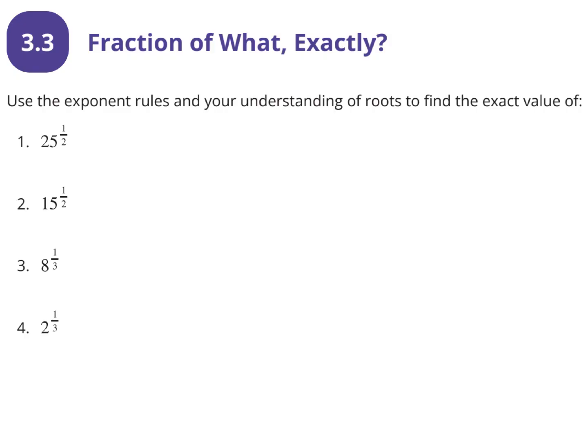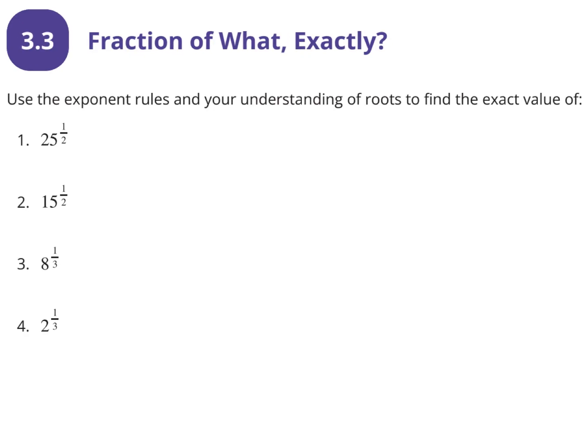Okay, these are unit fractions. The numerator is the exponent. The denominator is the root. So 25 to the 1/2 is the same thing as writing the square root of 25, which is plus or minus 5. When you see the plus minus together, that means plus or minus. 15 to the 1/2 equals the square root of 15.